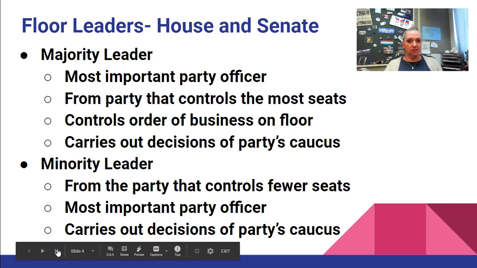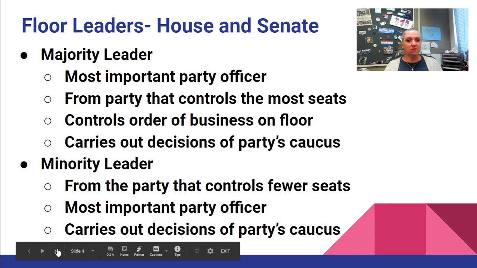The next leaders we have are the floor leaders. The House and the Senate both have a majority leader and a minority leader. The majority leaders are the most important party officers. The majority leader is the top officer from the party that controls the most seats in the House and the Senate. I will tell you that the Senate majority leader is the power person in the Senate.